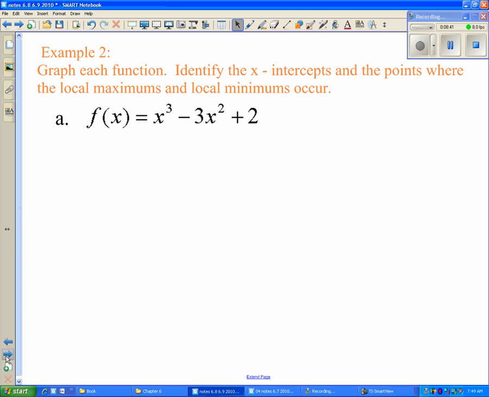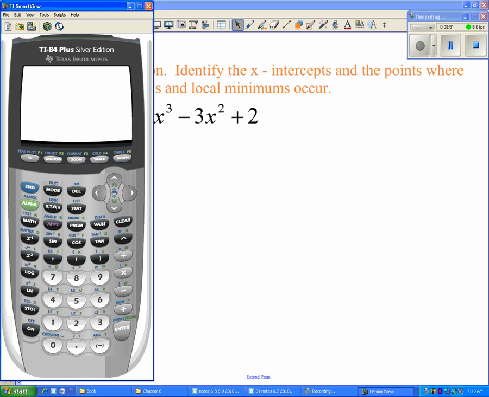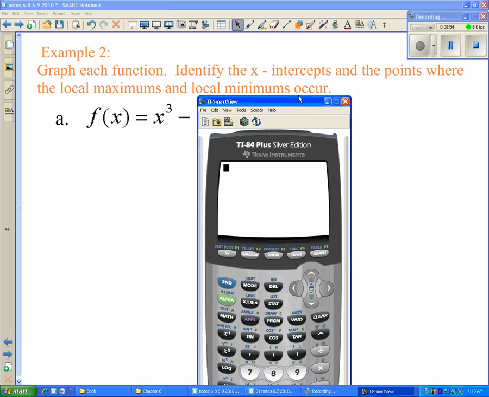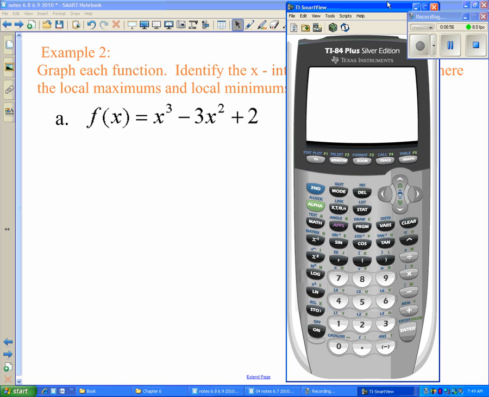So example 2, graph each function, identify the x-intercepts and the points where the local maximums and local minimums occur. The first thing I want to do is pull up my handy-dandy calculator. This is a calculator type problem. We are not going to show you how to find maximums and minimums without a calculator, so use your calculator. F of x equals x cubed minus 3x squared plus 2. So I go to y equals and plug in my function. My function is x, I go to math to get the cube, minus 3x quantity squared plus 2.